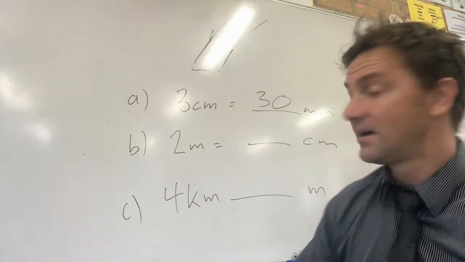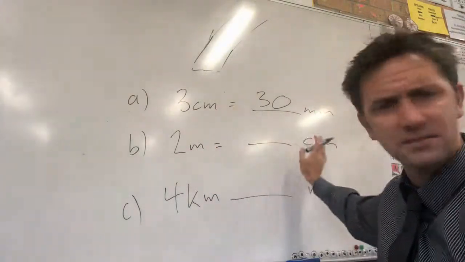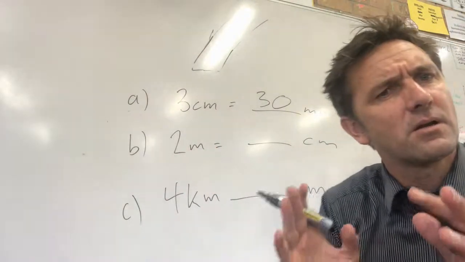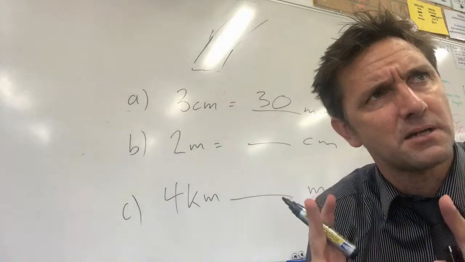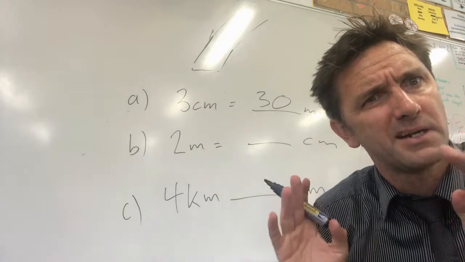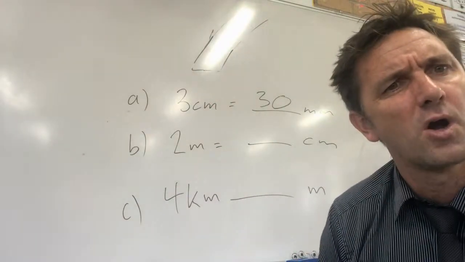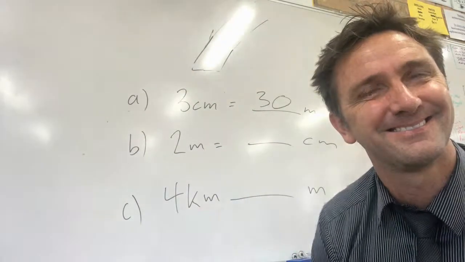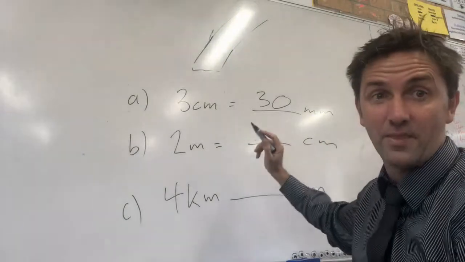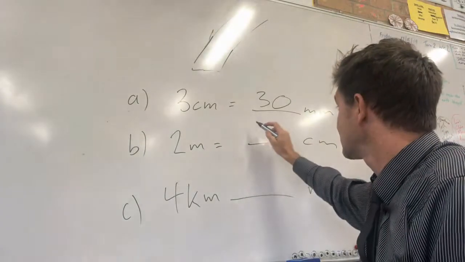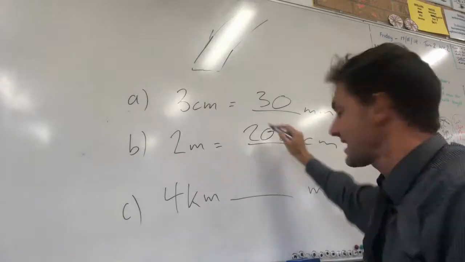Okay. Question B. 2 metres equals how many centimetres? Now, knowing that 1 metre is 100 centimetres, how many centimetres in 2 metres? So 2 metres, how many? Pause me, work it out. Right. Hope you paused me. The answer is 200 centimetres.